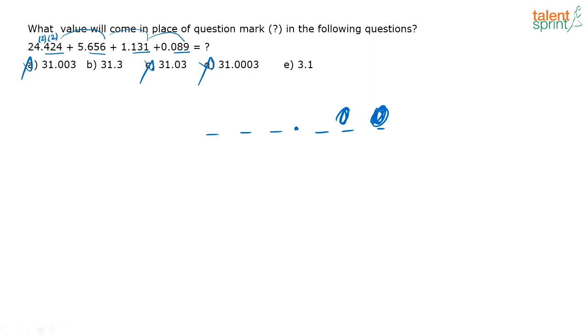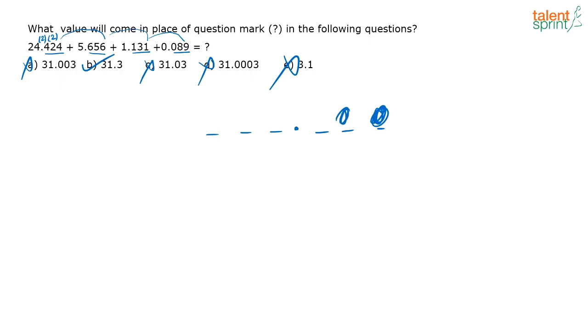Now if you look at the question, what are we actually trying to do? We are trying to add 24, 5, 1 and 0. Definitely the answer is going to be somewhere near 30. This answer is definitely wrong. 3.1 cannot be the answer. So 31.3 definitely has to be your answer. You can stop at that point by eliminating the options.